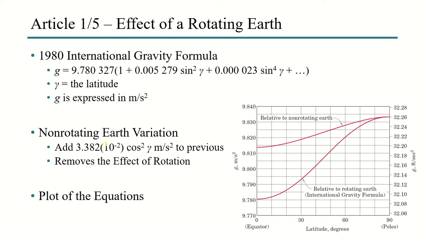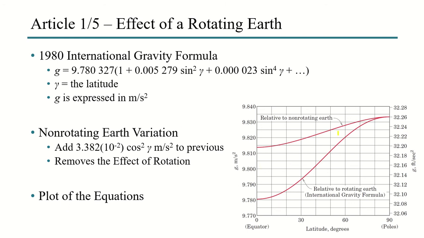You just simply add 3.382 times 10 to the minus 2 cosine squared gamma meter per second squared. So you just add this component to this given equation. So this removes the effect of rotation. When you plot these equations, class, you will see these curves here.